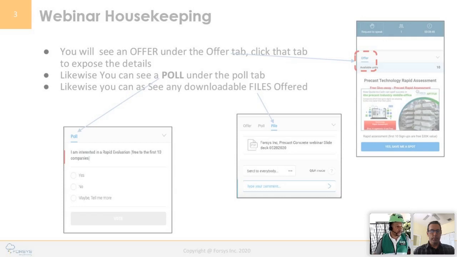The next piece is if you look at the details. Once you move to the tab, you will see a poll. I believe there's a poll up and running right now. You will also see a file download. So this presentation is available for download. I will make that available towards the end of the presentation, so you don't get distracted. We're actually going to take you through this process now.